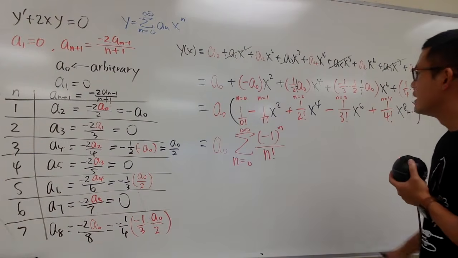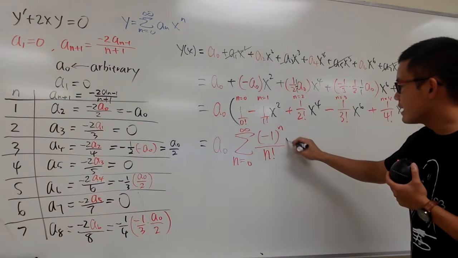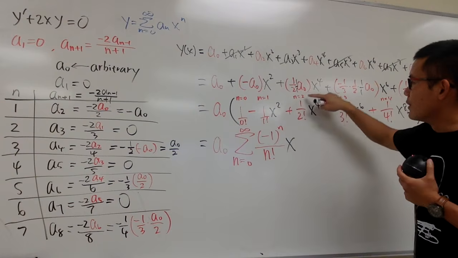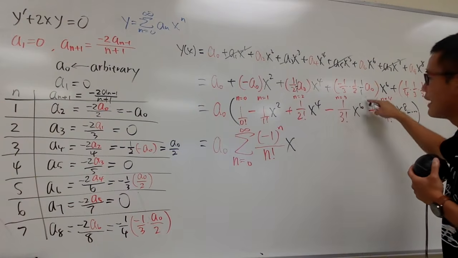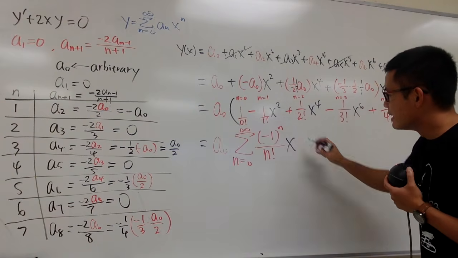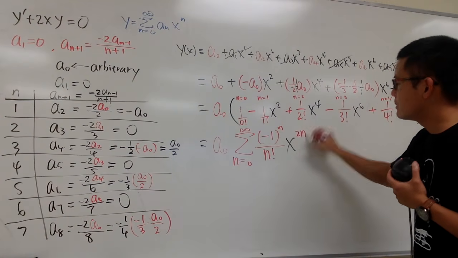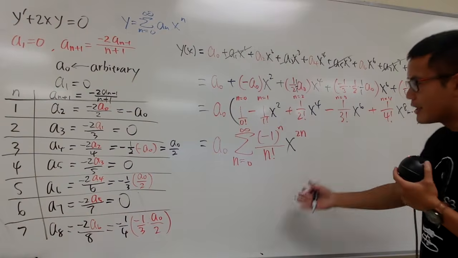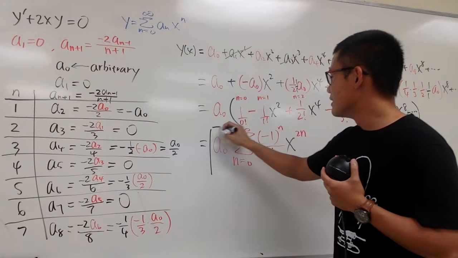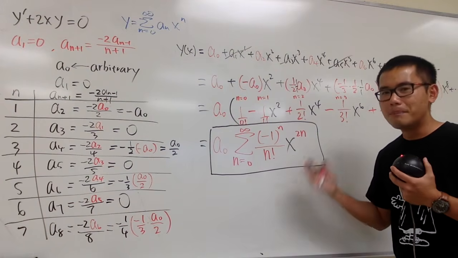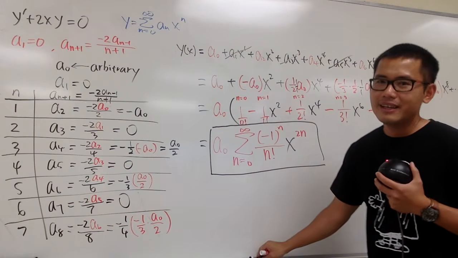Excellent, right? Okay, x is just x. But when n is 1, the exponent right here is 2. When n is 2, the exponent is 4. So we have to do 2n power, isn't it? So right here, we will just write this down, perhaps in red. This is 2n power. This right here is it. This is our power series solution, right? This is our power series solution.